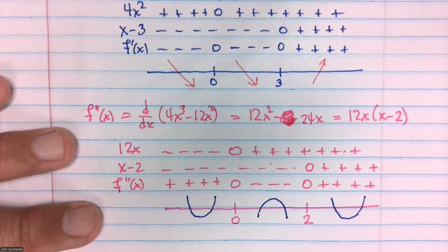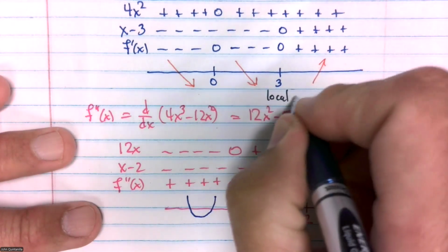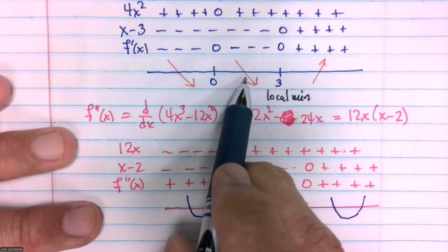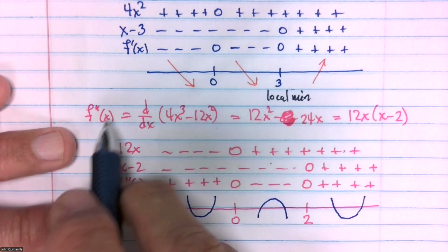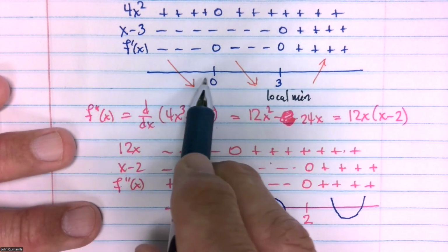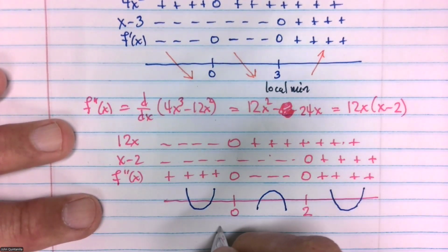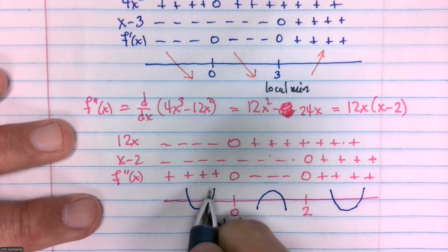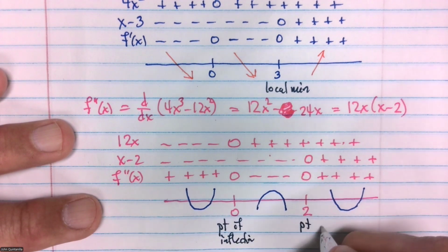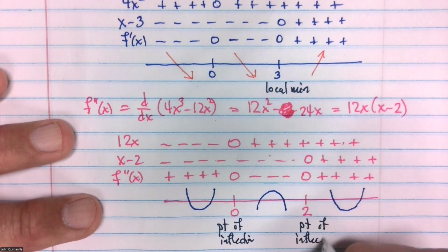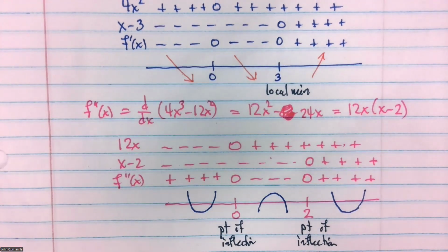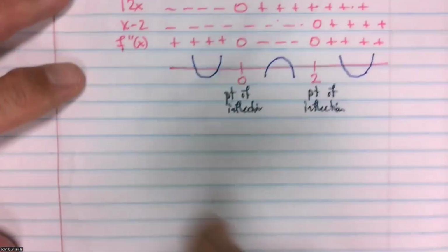So I can see right away that 3 is going to be a local min because it is changing from decreasing to increasing. There is not going to be a local min or a local max at 0 because it's going from decreasing to decreasing. I also see that I'll have a point of inflection at 0 because the concavity changes. And I also have another point of inflection at 2 because, once again, the concavity changes. So with this, we can now start sketching the graph.